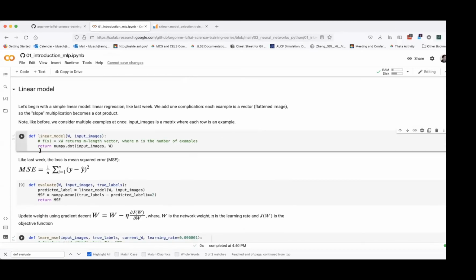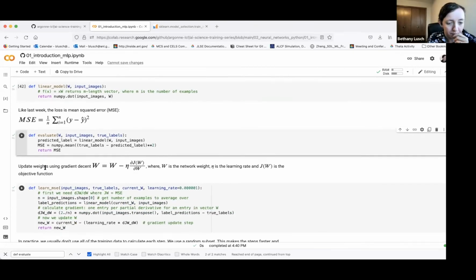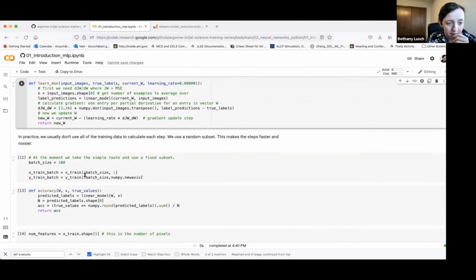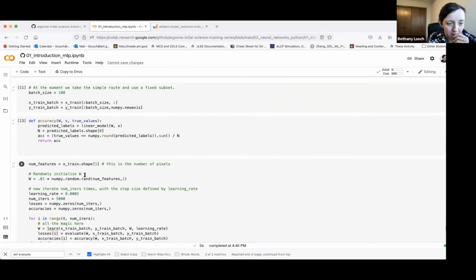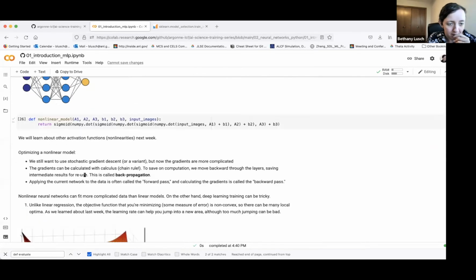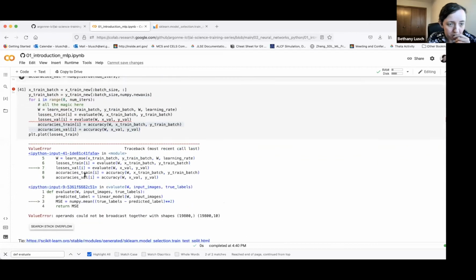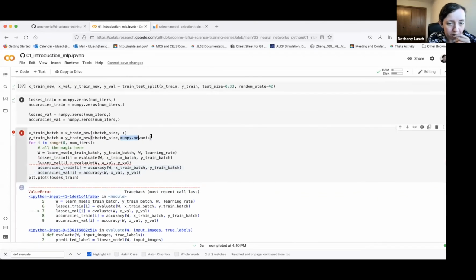Sorry, is there any reason why you would add a new axis to the Y train batch definition at the top of the loop? Sorry, let me scroll back down and see what you're referring to. Oh, this part? Yeah.